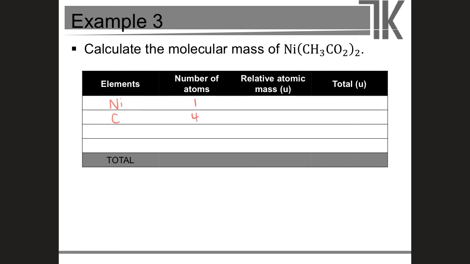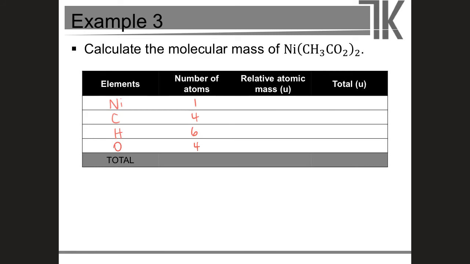We've got, again, careful with counting, 3 hydrogens, but then we've got 2 sets of those. So we have 3 times 2, 6 hydrogens. And with the oxygen, again, similar thing, be careful with counting, because we have 2 oxygens, but then we have 2 sets of what has 2 oxygens. So we have 2 times 2, or 4 oxygens.